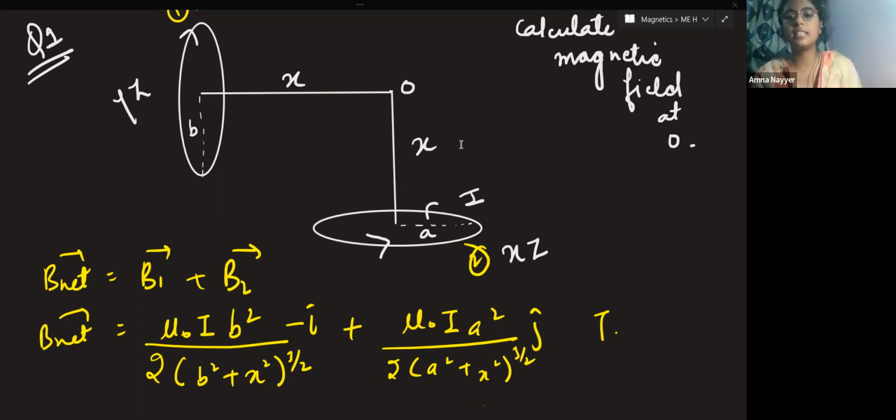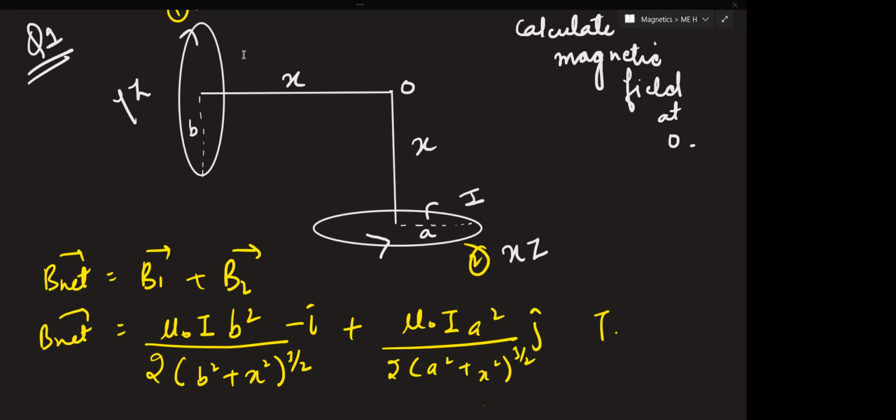Direction of the second ring. See, the second ring is kept like this. This is the second ring. So current is flowing, if you look from your side, current is moving towards the right, and then from the backward it is moving towards the left. So initially towards the right, and then towards the left. This is pointing upwards. Got it, Liana? Yes, ma'am. Thank you.